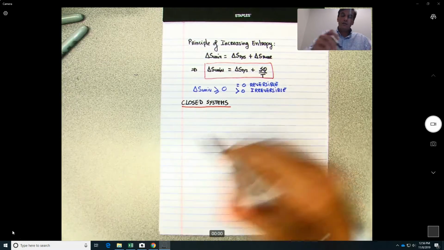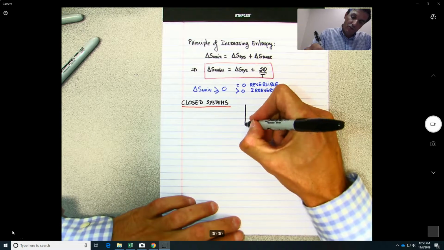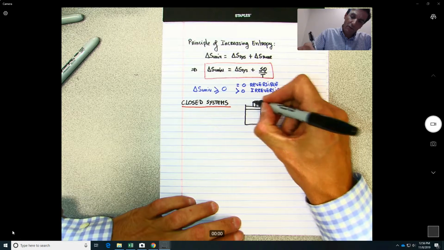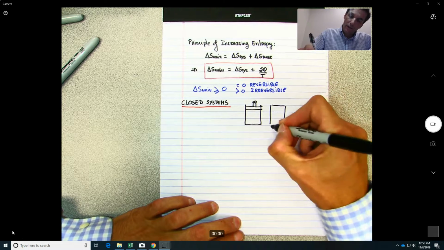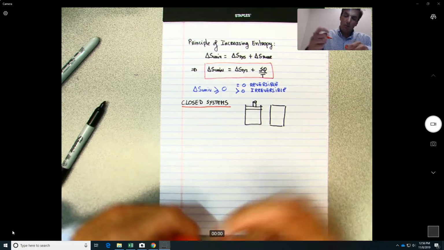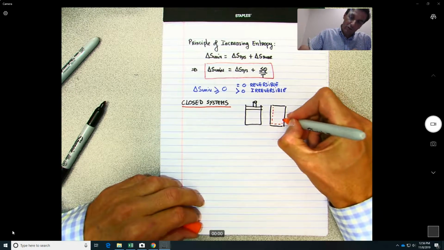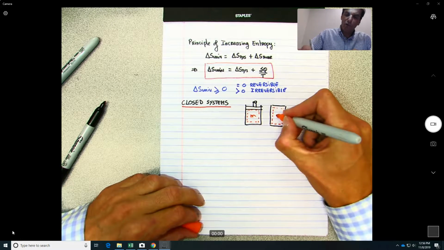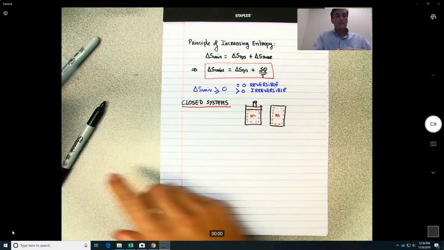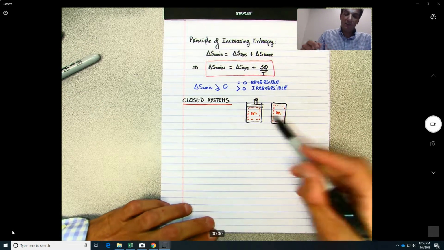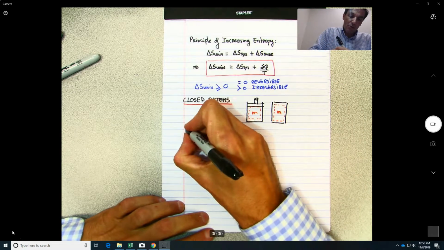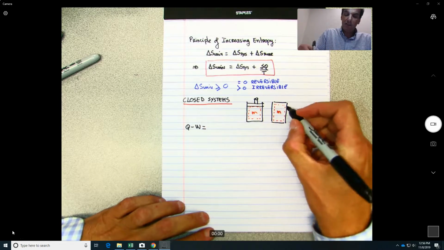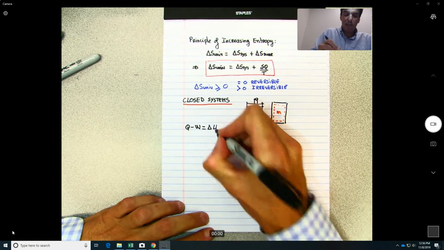So for closed systems, the most common case is the one of the piston in the assembly, or an enclosed box or container. This is your closed system, and the way to recognize a closed system is that the mass is constant. For these systems, the first law of thermodynamics is Q minus W, and if we neglect kinetic and potential energy, it is equal to delta U.